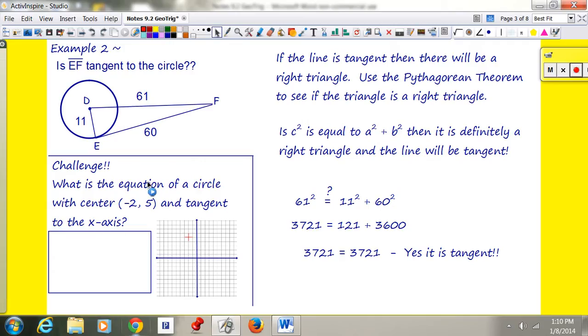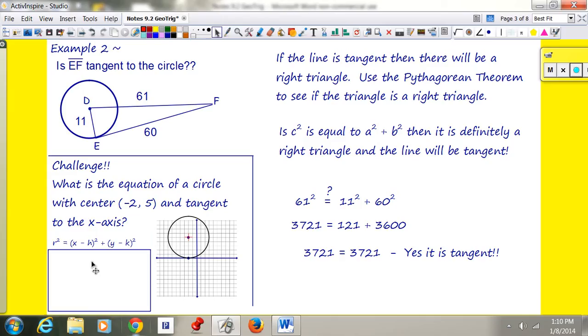So the circle would actually look like this. It's going to have the center at negative 2, 5, and it's going to touch the x-axis, tangent. We want to know what's the equation. From the last section, we learned about the equations of circles. So basically, this is my equation of a circle: radius squared equals x minus h squared plus y minus k squared. H and k are my center points. So I'm going to plug in the radius. How did I get 5? Well, I counted 1, 2, 3, 4, 5. Radius has to be 5 because it's going down to 0 and it was at 5.